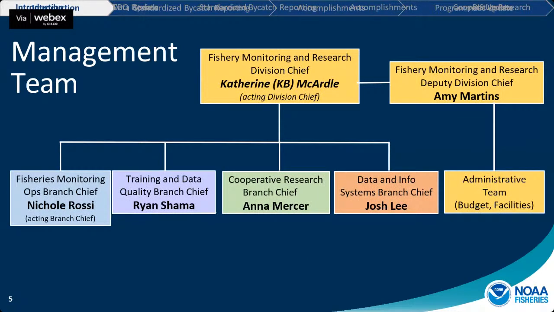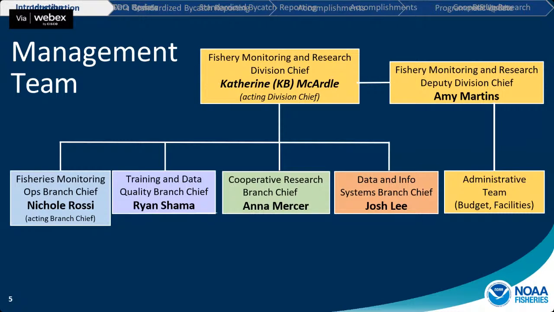Next slide, please. So as I said, I'm the acting division chief right now. This is an overview of our division. We have four branches. We also have an admin team that's run by the deputy, Amy Martins. I normally serve as the fisheries monitoring operations branch chief. Nicole Rossi is acting while I'm in this position. We are recruiting for a new permanent division chief, so I will be serving in the acting division chief role until that's filled.